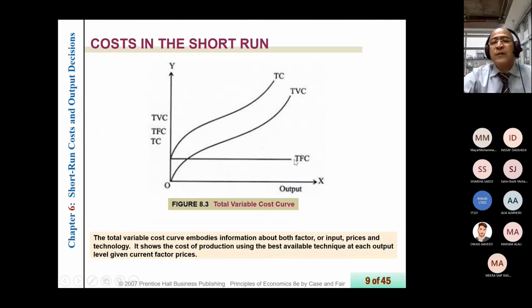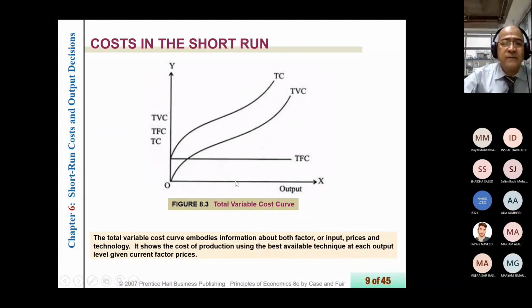Okay. So this is total fixed cost. It is constant at 1,000 regardless of the output. What is total cost? It is the sum of variable cost and fixed cost. So I will take variable cost and bring it up, keeping the vertical distance between the two curves. The vertical distance between total cost and variable cost equals fixed cost. So any dot on total cost equals total variable cost plus total fixed cost.